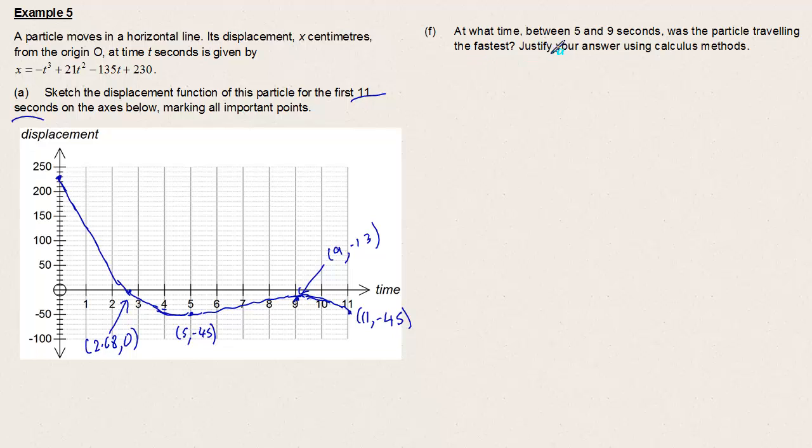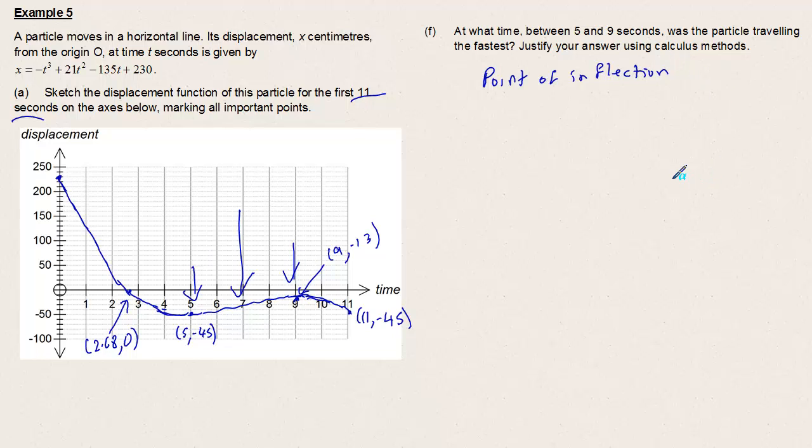At what time between 5 and 9 seconds was the particle travelling the fastest? Justify your answer using calculus methods. So here's 5 and here's 9. So we're talking about along this section. The steepest section along here would be at the point of inflection. So we want to find the point of inflection.